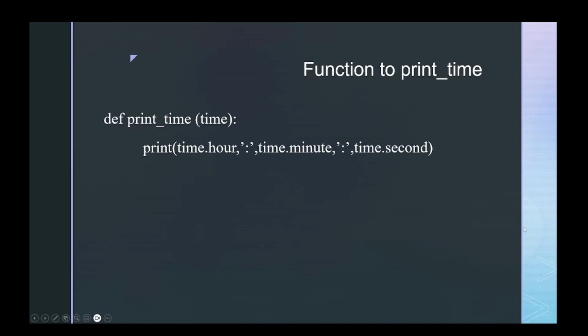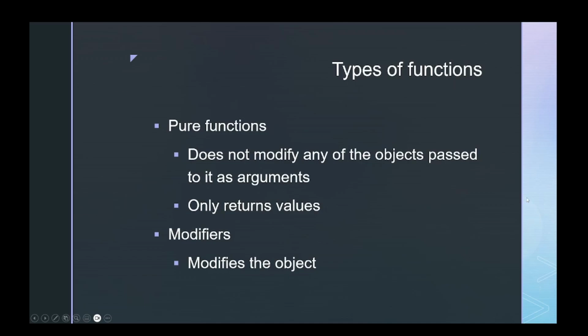Now, if I want my class to do something, a verb, I create a function within that class to do it. So for example, let's do a function to print_time. Here I can create just a regular function: def print_time, send it an object time, which I call time with a little t, and then I can print time.hour, time.minute, time.second.